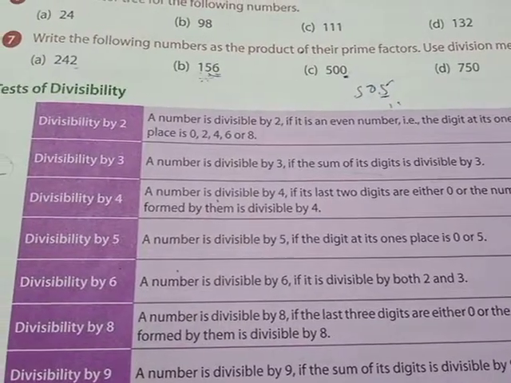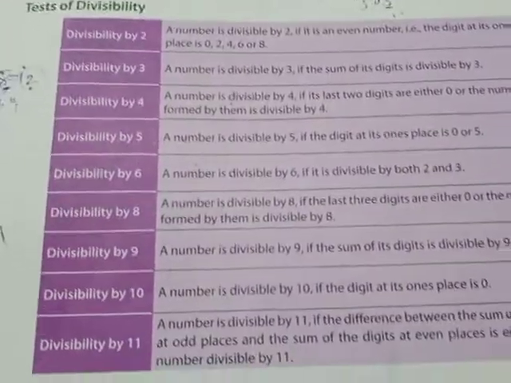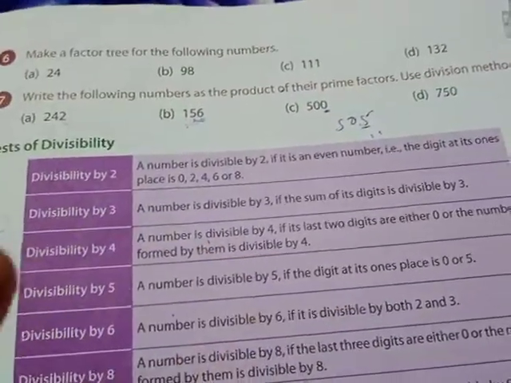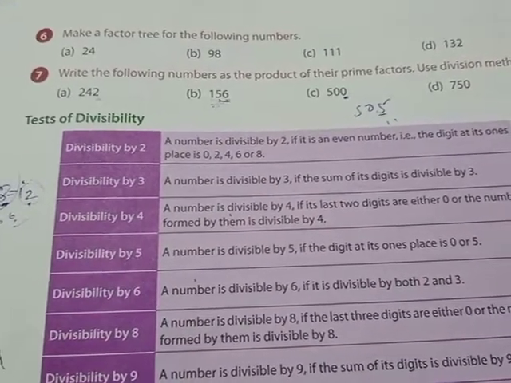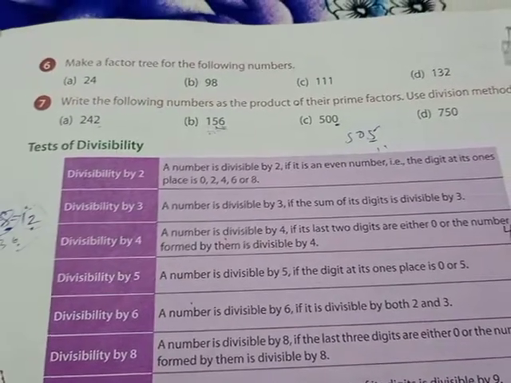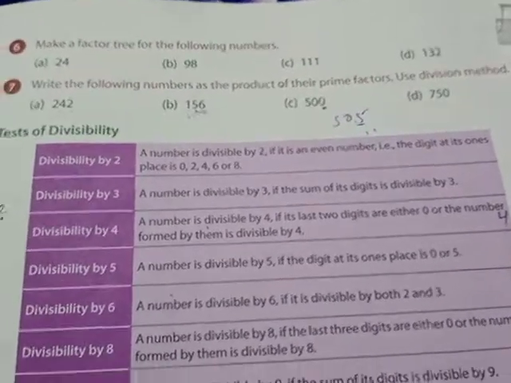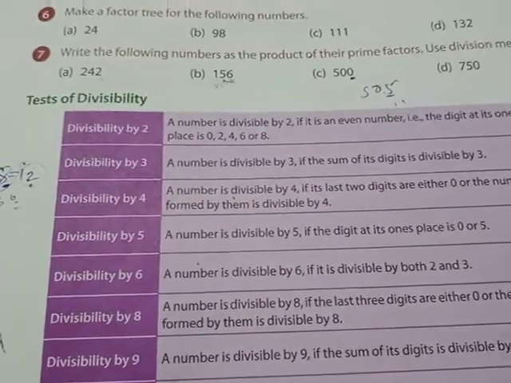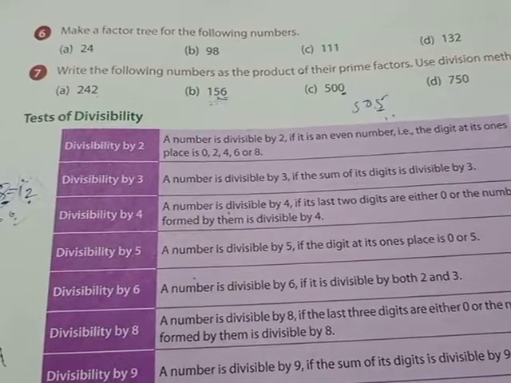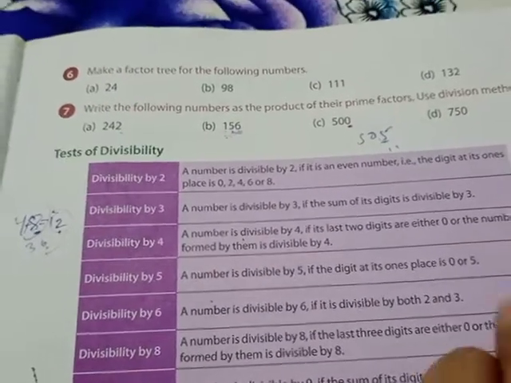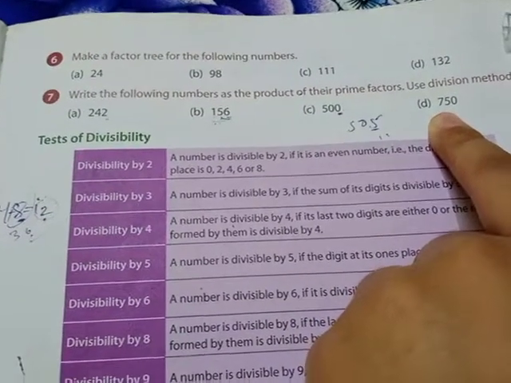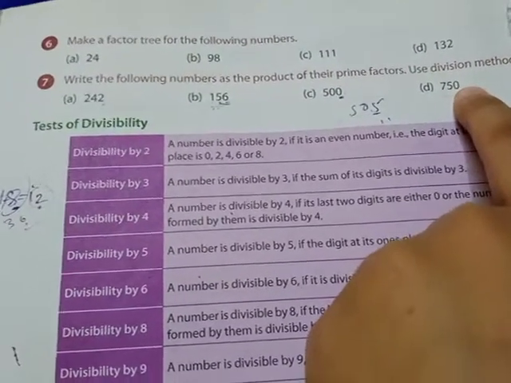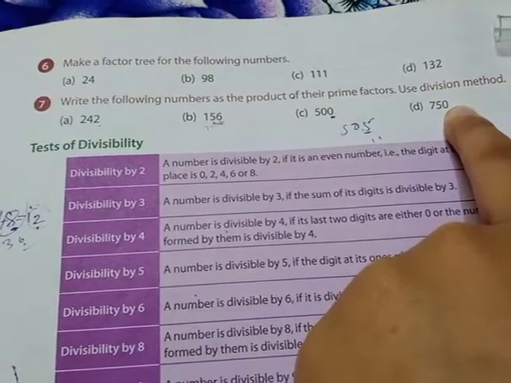We'll recap once from 2 till 5. Then in the next clip, I'll share 6 to 11. What is the rule for 2? Any number will have 2 as its factor when its ones place is 0, 2, 4, 6 or 8. Can 750 have 2 as its factor? Yes, because its ones place is 0. Just keep that in mind.